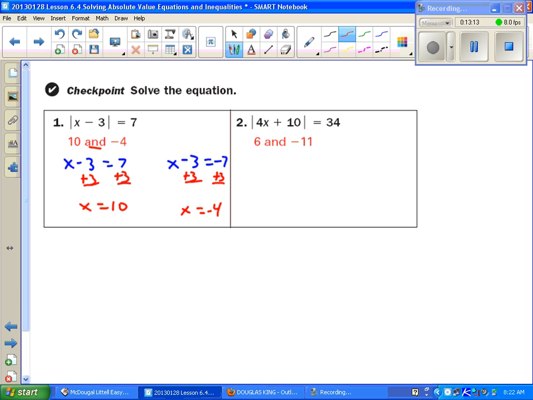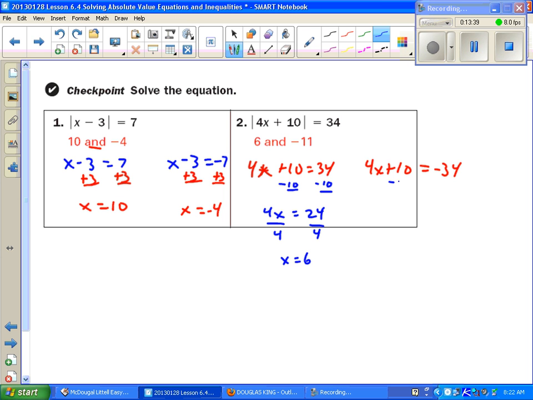For the second one right there, you do 4x plus 10 equals 34, and 4x plus 10 equals negative 34. So you're just losing the absolute value symbol, making one of the answers positive, one negative. Subtract 10 on both sides, and you get 4x equals 24. Divide by 4 on both sides, and x equals 6. Subtract 10 on both sides, you get 4x equals negative 44. Divide by 4 on both sides, and x equals negative 11. So you have x is 6 and x is negative 11.